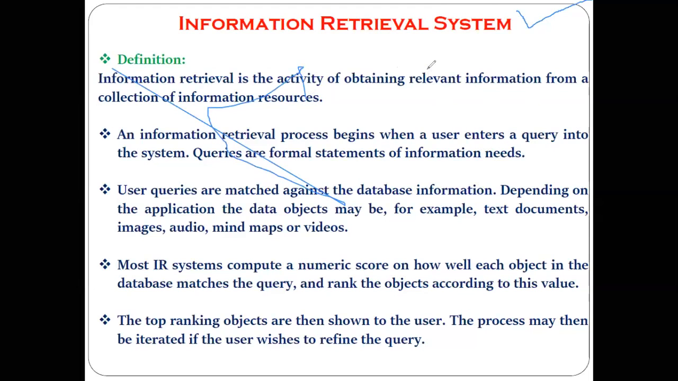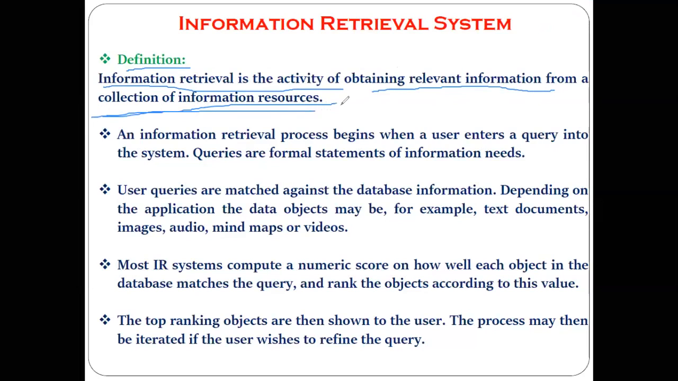The same point I have mentioned here is related to the definition of the information retrieval system. See the definition and try to apply it to the example we have just discussed. Here I have mentioned that information retrieval is the activity of obtaining relevant information from a collection of information resources. Now, what are the information resources here? In the example I have shown you, the information resources are nothing but the database.